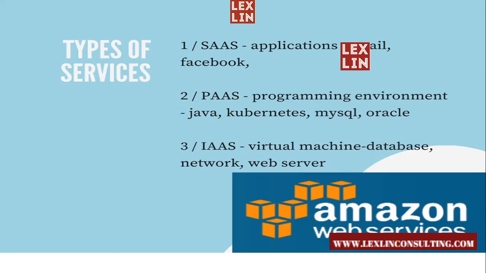Platform as a service is programming environment. AWS might provide you with a Java environment, Kubernetes, or databases like MySQL, Oracle. Everything is built. All you're doing is just using that environment.